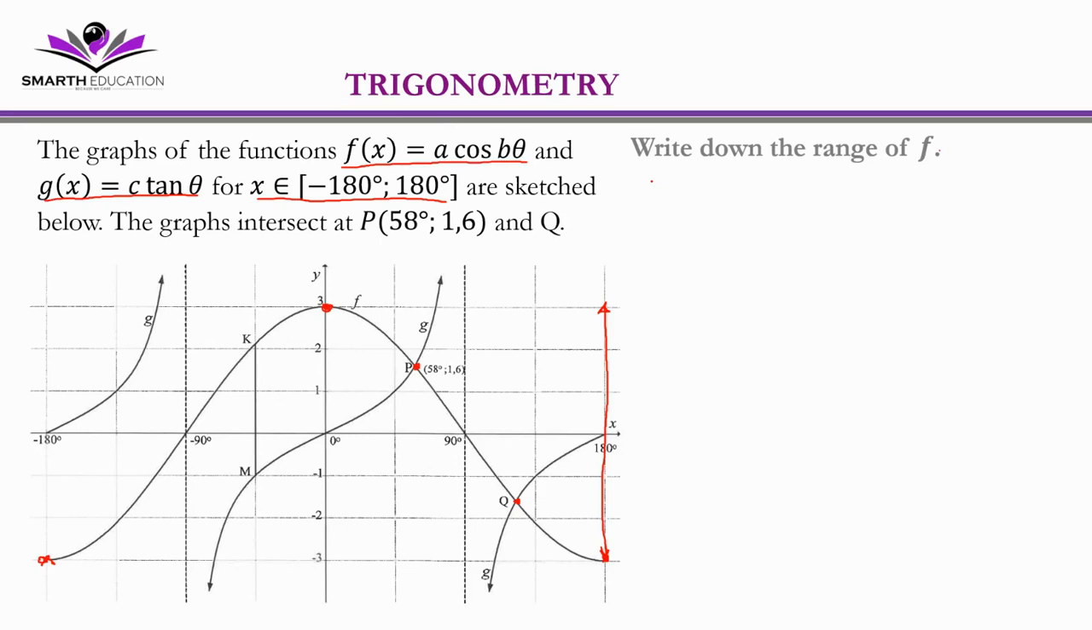So you can say the range is y greater than or equal to negative 3, but y less than or equal to 3. Or you can use interval notation and say y is an element of negative 3 included to 3 included. So you can write it like this or like this. Okay, so that's your answer there.